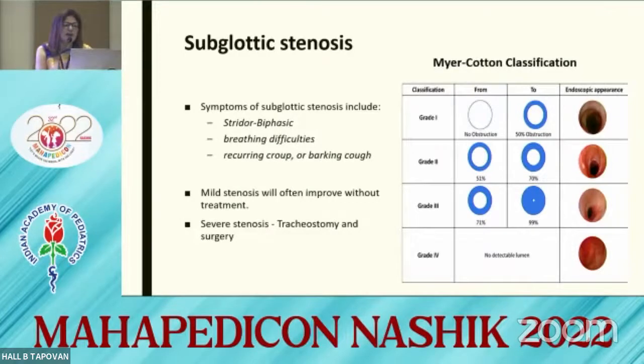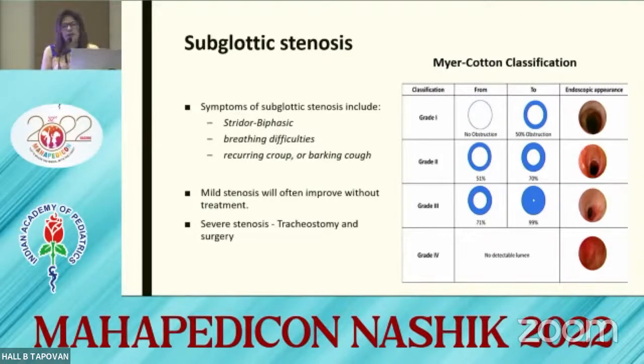Now, subglottic stenosis by the Myer-Cotton classification can be classified from grade 1 to grade 4. Grade 1 up to 50% obstruction, grade 2 up to 70%, grade 3 up to 99%, and grade 4 there is no lumen at all. So grade 1 and 2 often improve with time. And some grade 3 may require some kind of a balloon dilatation, which can be done. But when you have a severe stenosis, you will need a tracheostomy for the time being, and then probably a surgery to open up the airway.